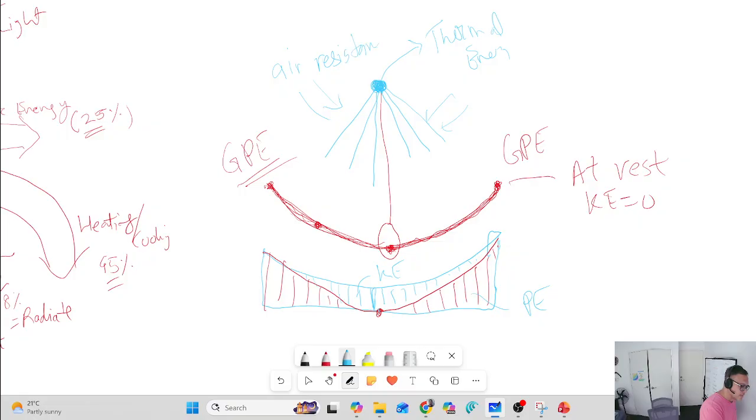And that's why it will come to a halt. That's why a pendulum stops: because of all these forces, it cannot keep going forever. Cool.